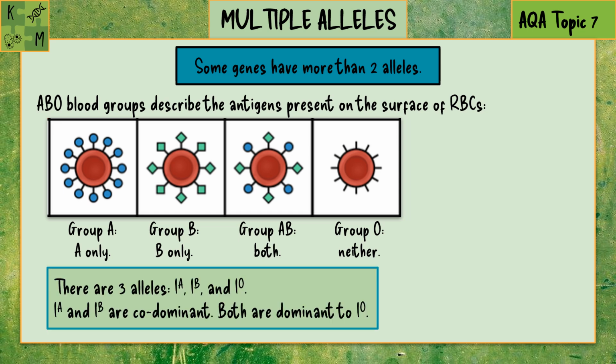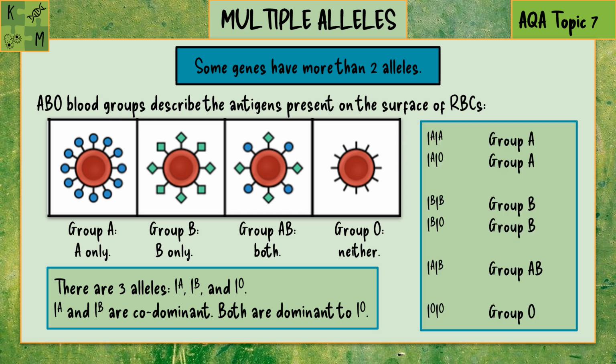In terms of how the alleles interact, we represent them as IA, IB, and IO. So in this case, we've got 3 alleles. IA and IB are codominant. So where we've got blood group AB, both are expressed. However, both are dominant to IO. So let's see how this would work in terms of genotype to phenotype.